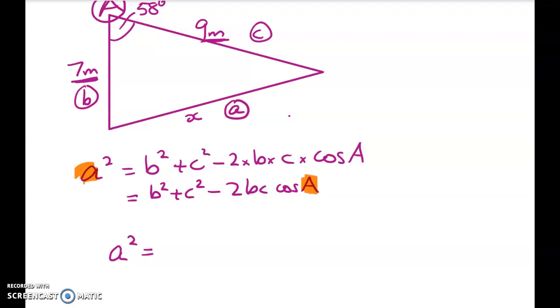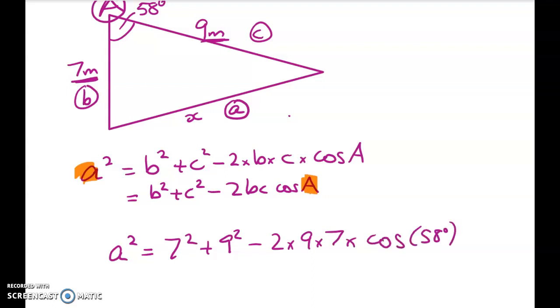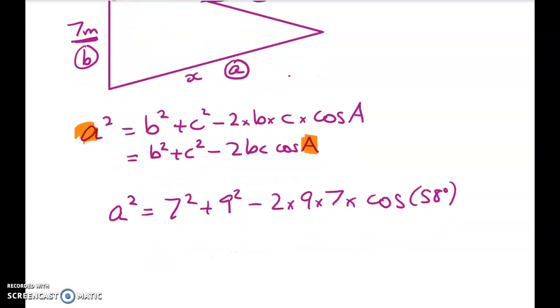So we have a squared. Now we're going to substitute in 7 squared plus 9 squared minus 2 times 9 times 7 times the cosine of 58 degrees. And when we work that through, that should give us 63.2302. So that's a squared, but we don't want a squared, right?